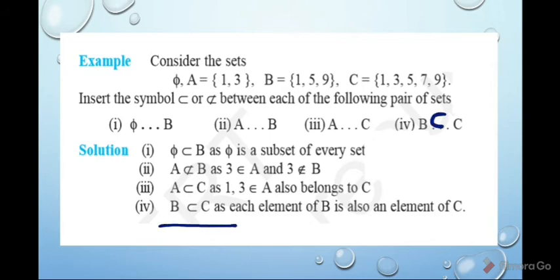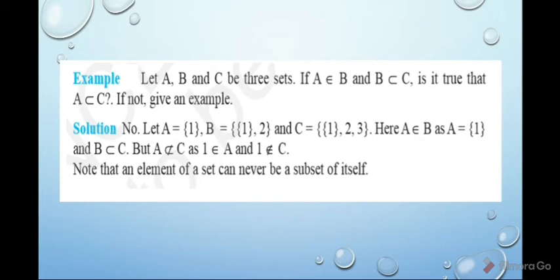Okay, in this way you have to place the proper symbol in the bracket. Now next example, let A, B, C be 3 sets. If A belongs to B, and B is a subset of C, is it true that A is a subset of C? If not, give an example.